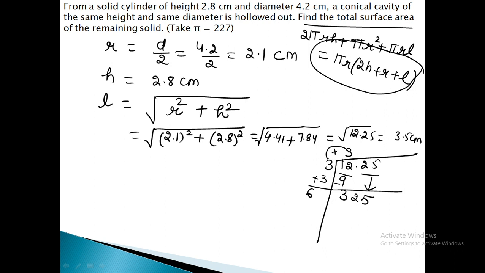Now you have to write here a number which will be in pair form and which will be completely divided by 325, or which will be smaller than 325. 6. We have taken here 5's table. 5's square, 5 5s are 25, 5 6s are 30, 30 plus 2 is 32. Here we have to write 5 and 5. 325 will be subtracted from 325 and we will get remainder 0. That means this is your final answer. 3.5 centimeter is your slanting height. Thus you can calculate square root.